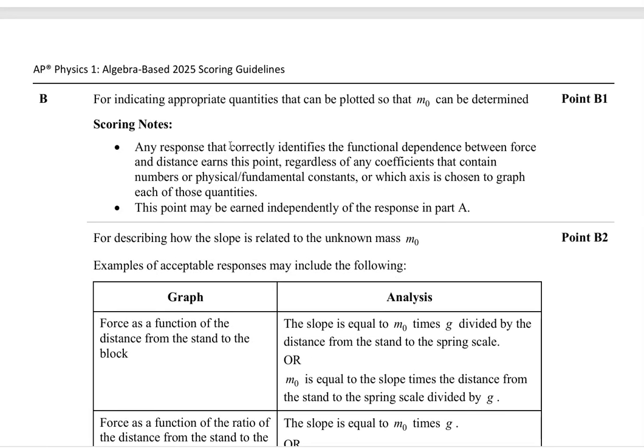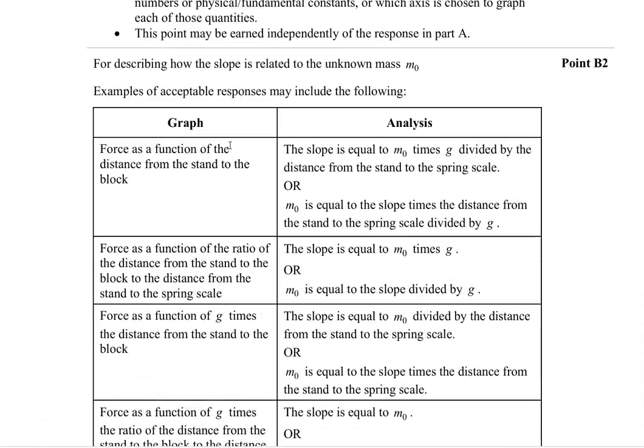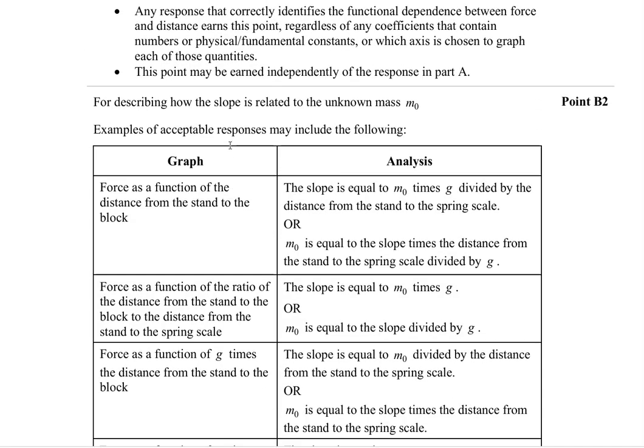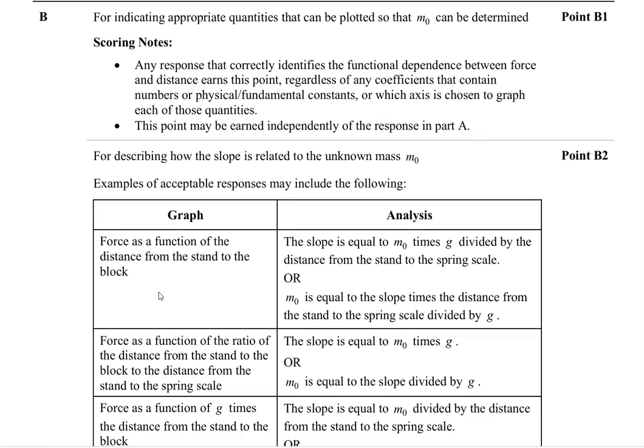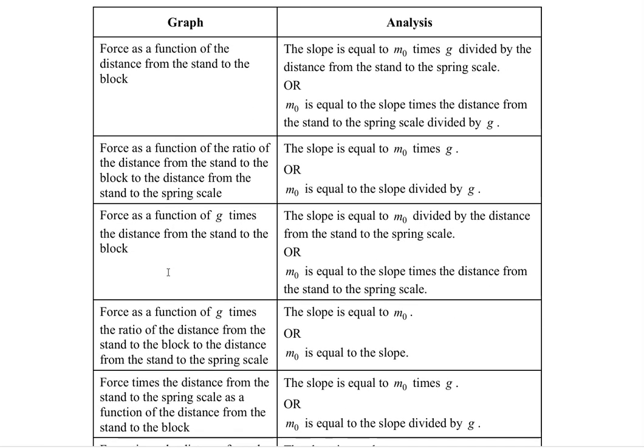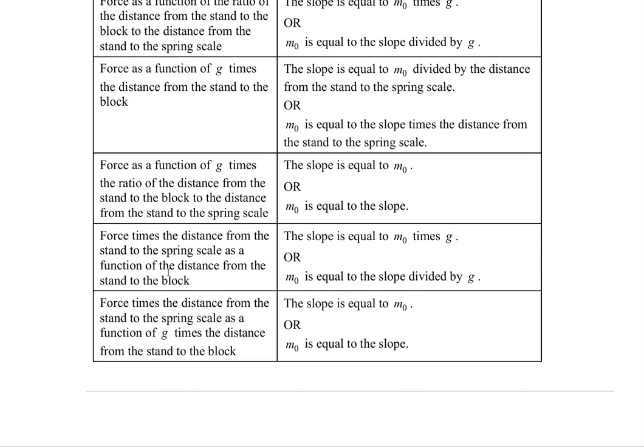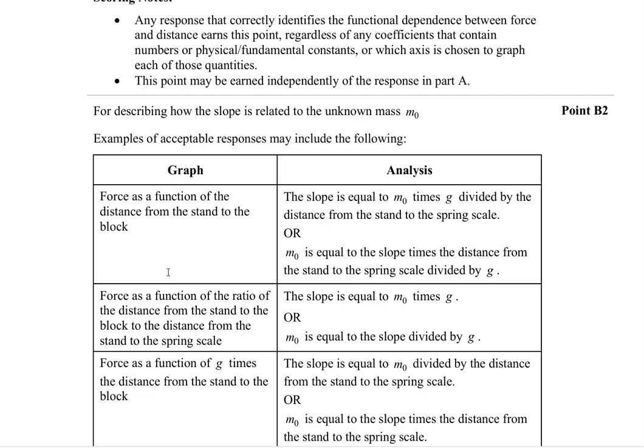What to graph? Check this out. Where's the scoring guide for this? It's crazy. You could graph so many different things. Any response that correctly identifies the functional dependence, the point can be earned for this. So basically, all those things I went through, force is a function of distance, look at all these options. Force is a function of g times distance. I said that one. Any of these, you can get credit.